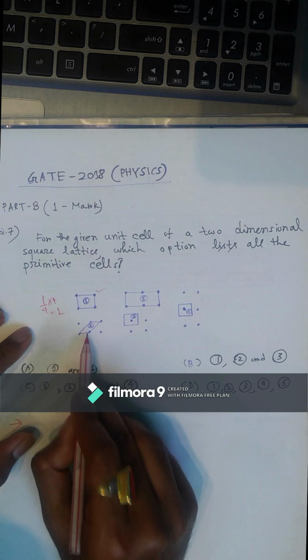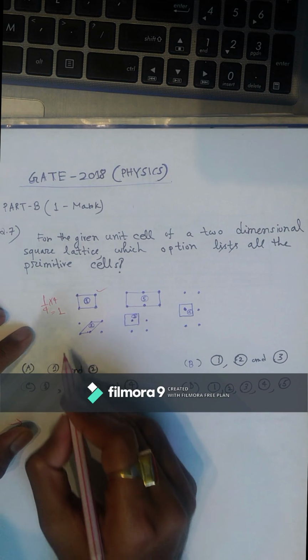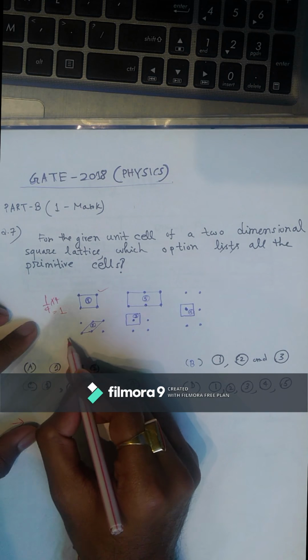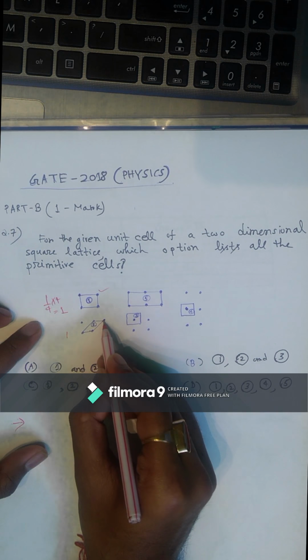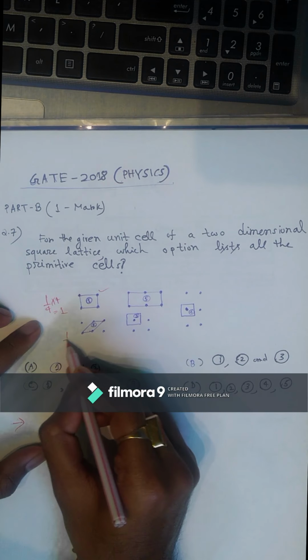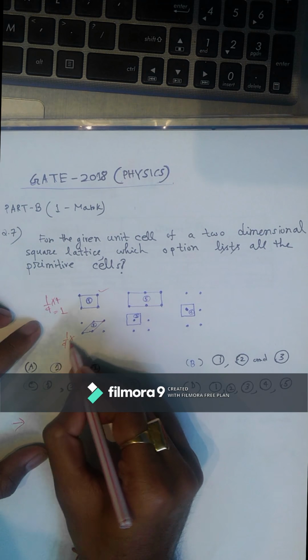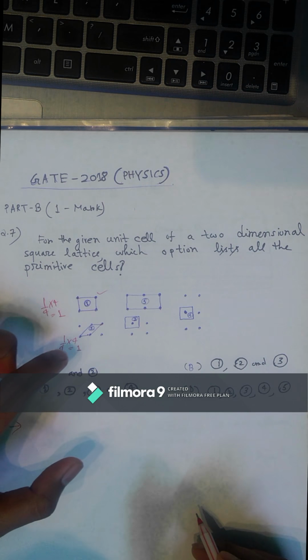As for the second unit cell, we can calculate similarly. Here also each atom has a sharing number of 1 by 4, so 1 by 4 into a total of 4. The number of atoms is 1.